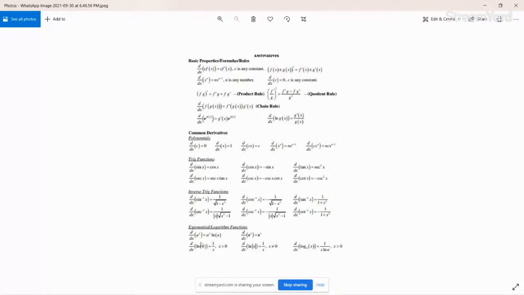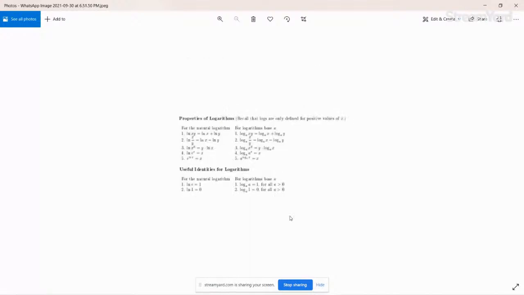Then comes logarithmic and exponential. Before that, let me first show you some basic properties of log which are often used while differentiating. In calculus, we always take the natural log. What is the natural log? It is when the base is e and not 10.